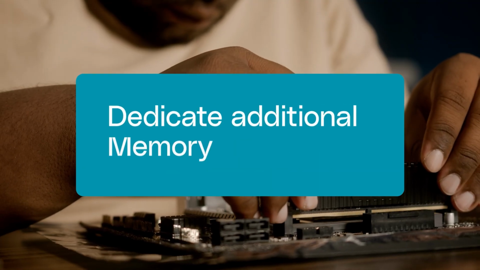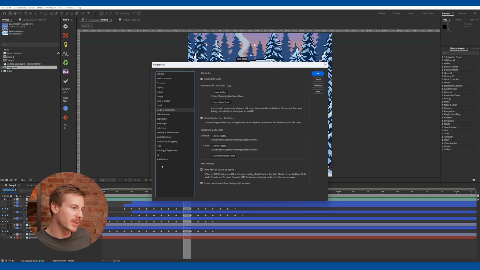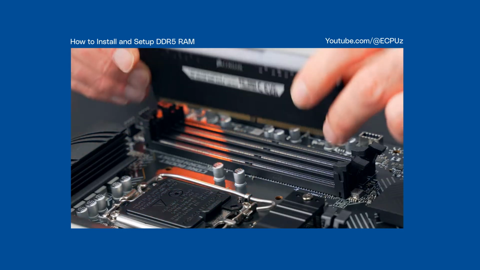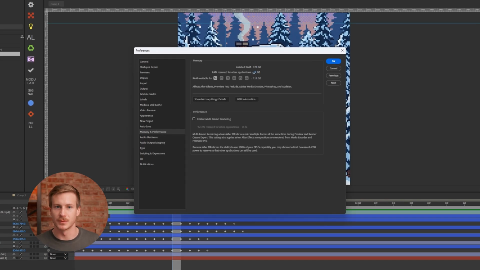The fourth strategy I use to make After Effects run smoother is to simply dedicate more memory to the app itself. So in the Memory and Performance tab under Memory, you'll see three titles: Installed RAM, RAM reserved for other applications, and RAM available for other Adobe applications, such as Premiere Pro. Installed RAM is just the amount of memory that you have available on your device. You really can't change this unless you install more physical RAM. Ideally, you want to keep the RAM reserved for other applications as low as possible, and the RAM allocated for After Effects as high as possible. So try to dedicate at least 16 gigs to After Effects and other Adobe applications here.